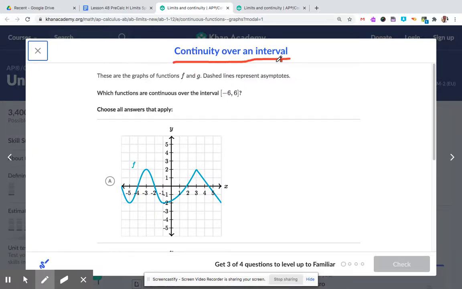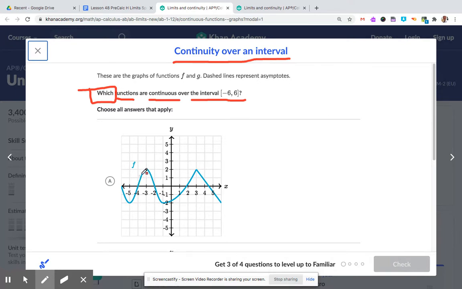Continuity over an interval. We've got two graphs here, an F graph and a G graph. Dashed lines represent asymptotes. Which functions are continuous over this interval from -6 to 6, and we're including the endpoints? Choose all that apply. As we go from -6 to 6, that's the whole graph that we have here.